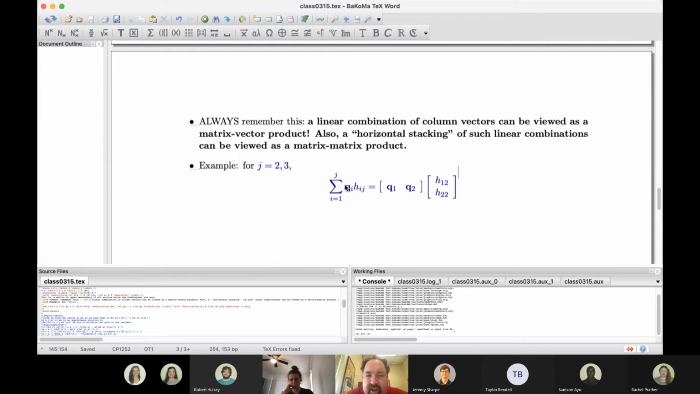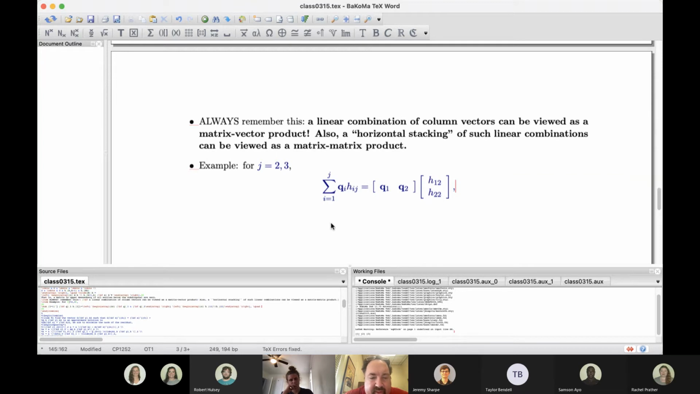So that's what we have here. A linear combination of column vectors is a matrix vector product. This is a matrix. It consists of the columns you're taking a linear combination of. The coefficients of the linear combination form a vector in the matrix vector product. Now, that's for j equal 2.